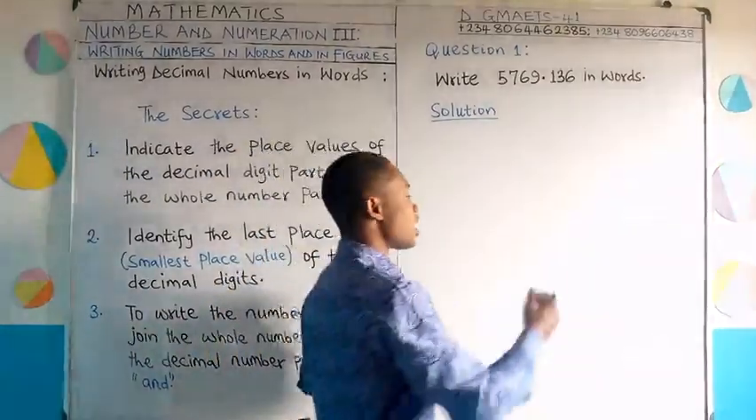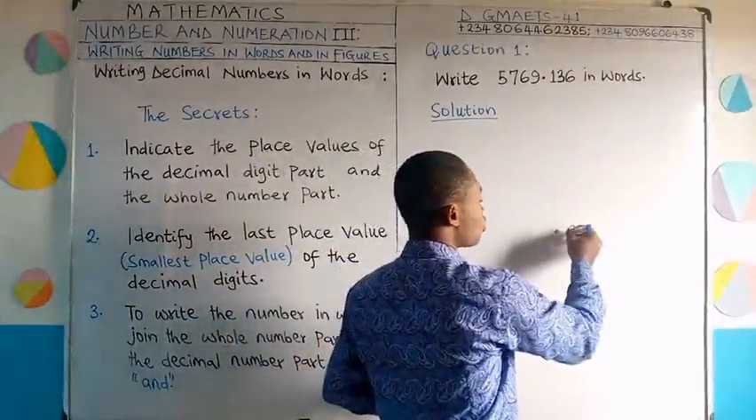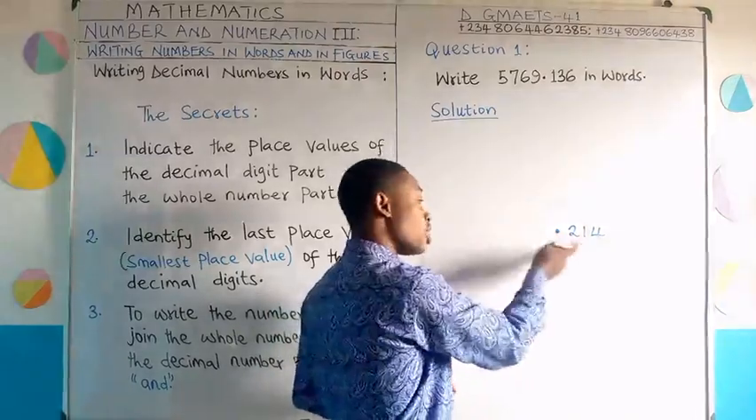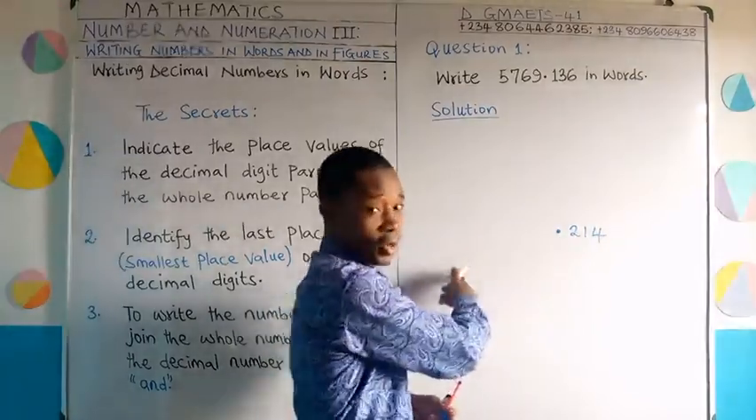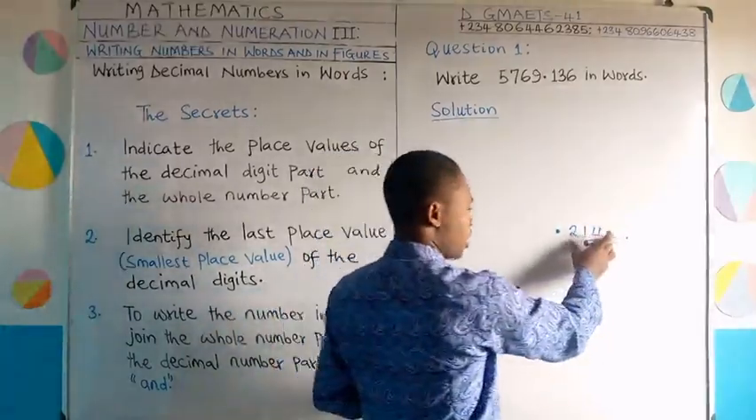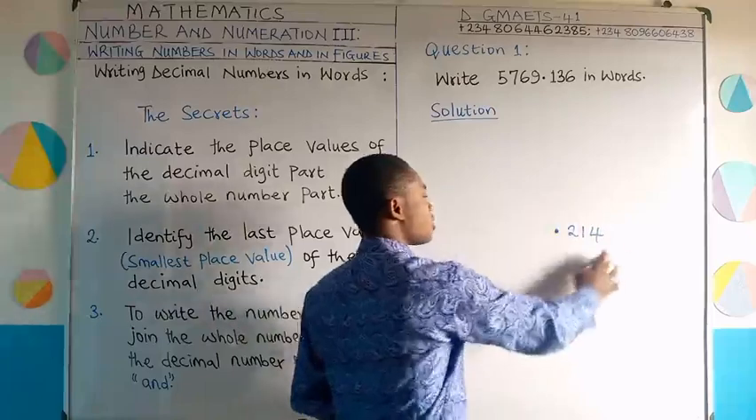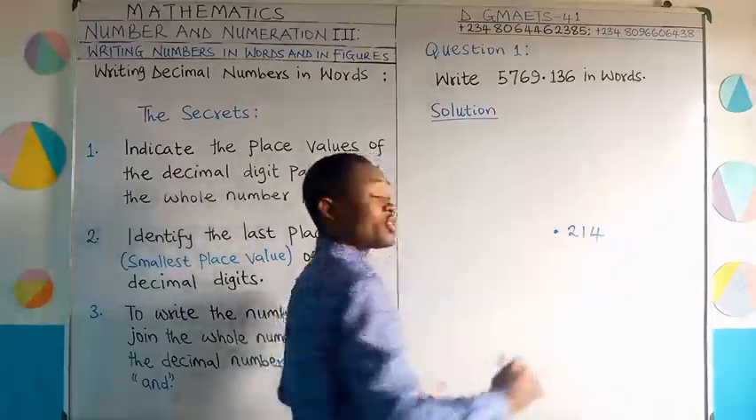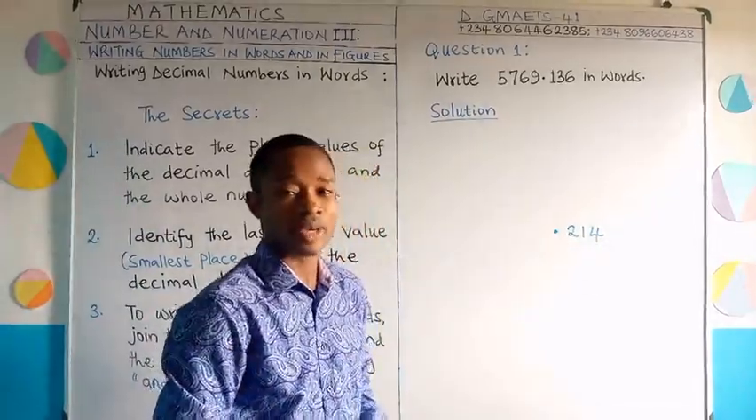As an example, let's assume that I have 0.214. There are whole numbers here; the whole number could be 0, it could be other digits, but I'm just interested in this part yet. I now want to pronounce this part. What am I expected to say, so that writing it in words will be correct?